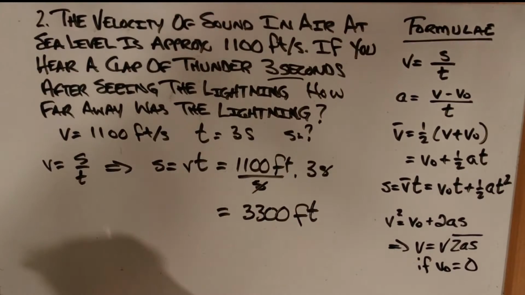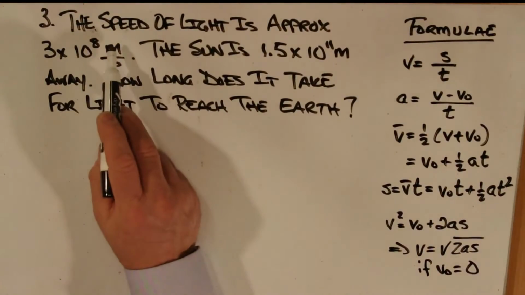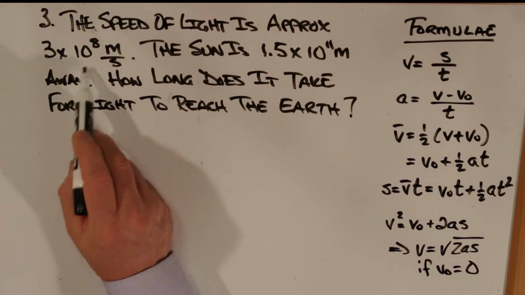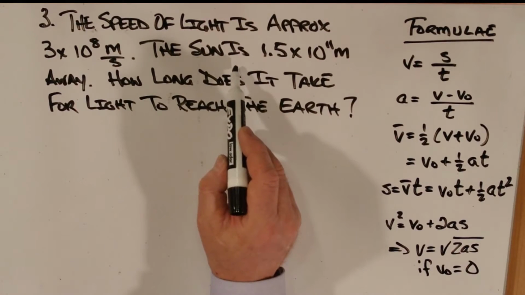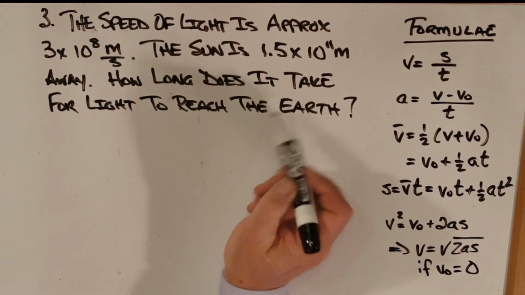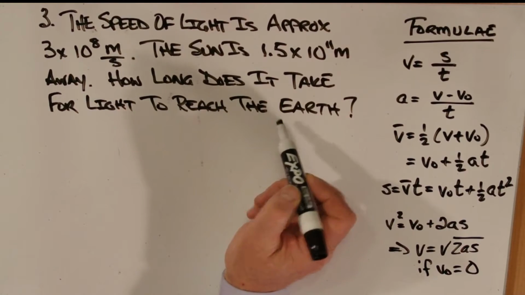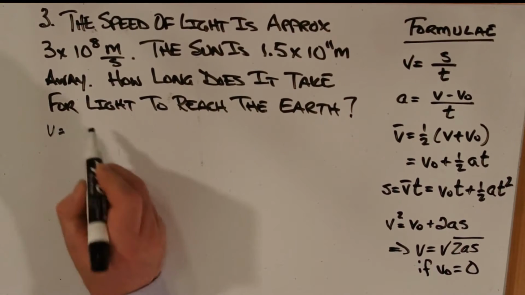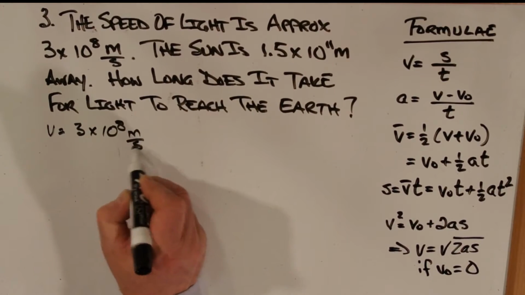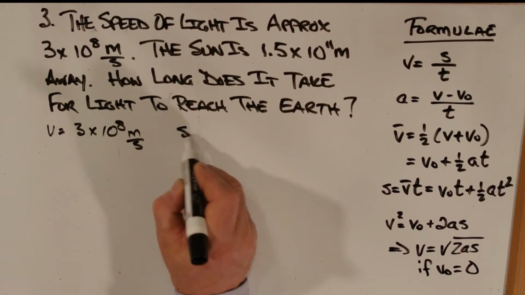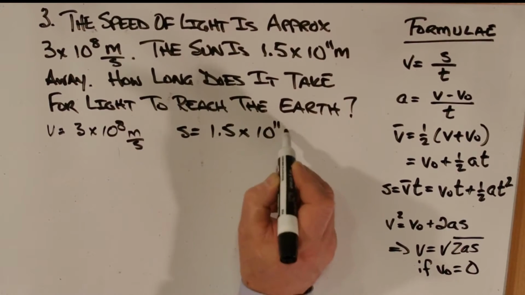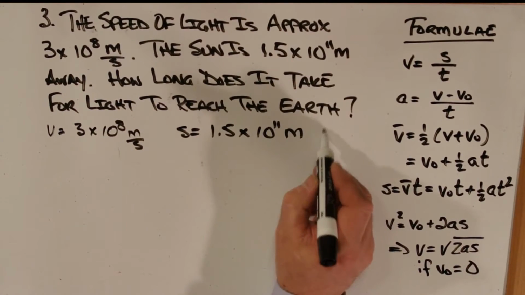The third problem gives the speed of light as approximately 3 times 10 to the 8th meters per second. It also gives the distance of the sun from the earth as 1.5 times 10 to the 11th meters, and asks how long does it take for light to reach the earth. We write down our given. V is equal to 3 times 10 to the 8th meters per second. S equal to 1.5 times 10 to the 11th meters. Again, we're trying to find T.